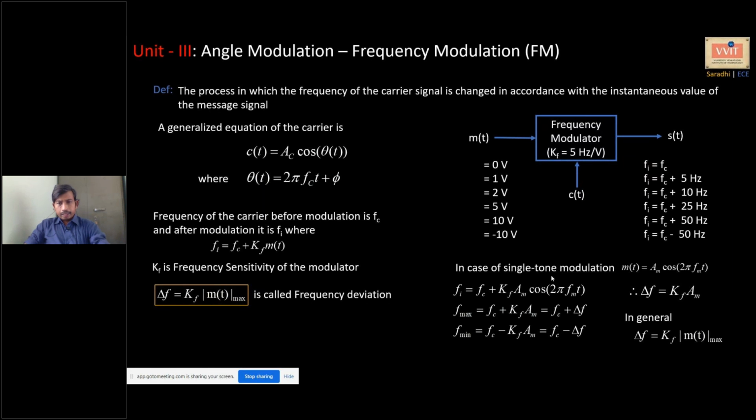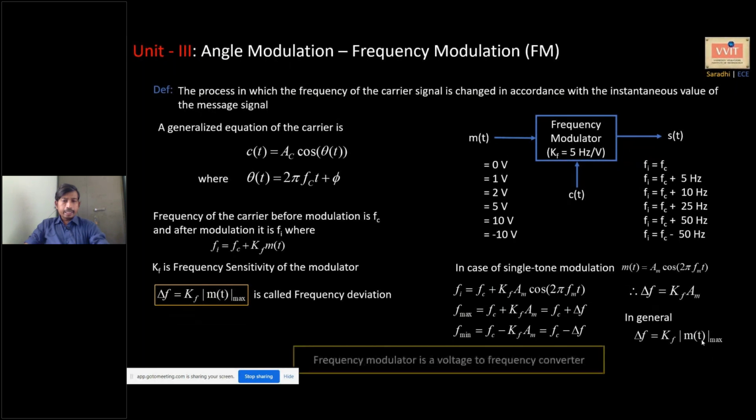Now, for better understanding, let us consider the single tone modulation case where m of t is cos 2 pi fmt. If you do all substitutions, we get maximum instantaneous frequency when m of t is plus Am. Similarly, minimum instantaneous frequency when message is minus Am. The same can be expressed as fc plus delta f, fc minus delta f. And in general, this frequency deviation delta f can be defined as kf into the modulus of the maximum value of the message signal.